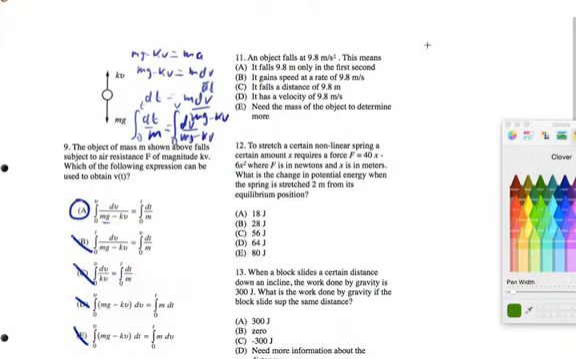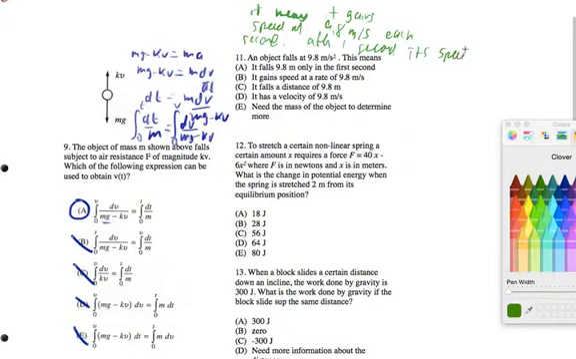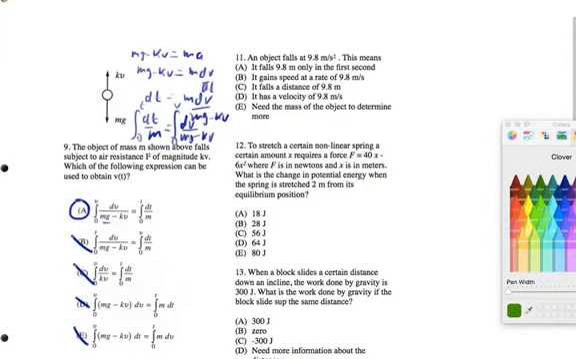All right, number 11. So an object falls at 9.8 meters per second, and it says this means. Well, let me try to write out what it means first and see if it matches one of my answers. So I know it means, in one sense, it gains speed at 9.8 meters per second each second. And after 1 second, its speed is, I'll say, it means that, I just can't read this. All right.